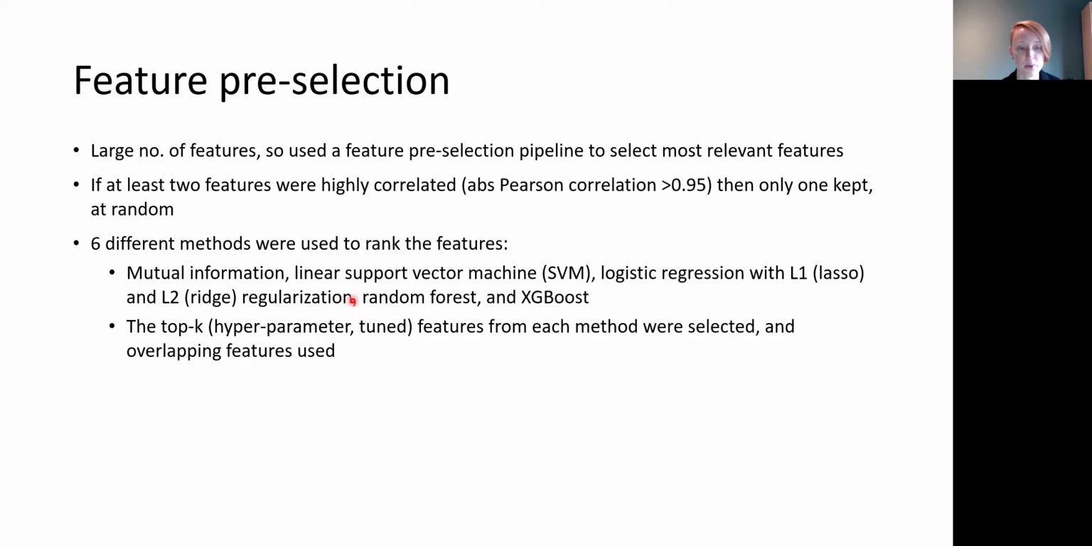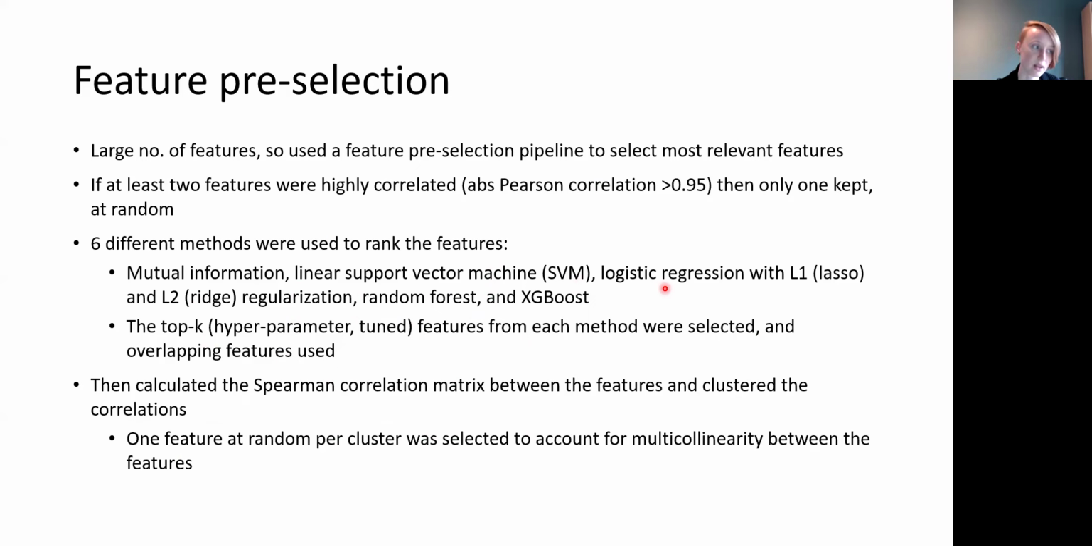They picked the top X number from each method and then used essentially the features that were found to be important across all of these different methods here. Finally, they then calculated a correlation matrix between the features, and then they clustered all of the correlations and randomly selected one feature per cluster.